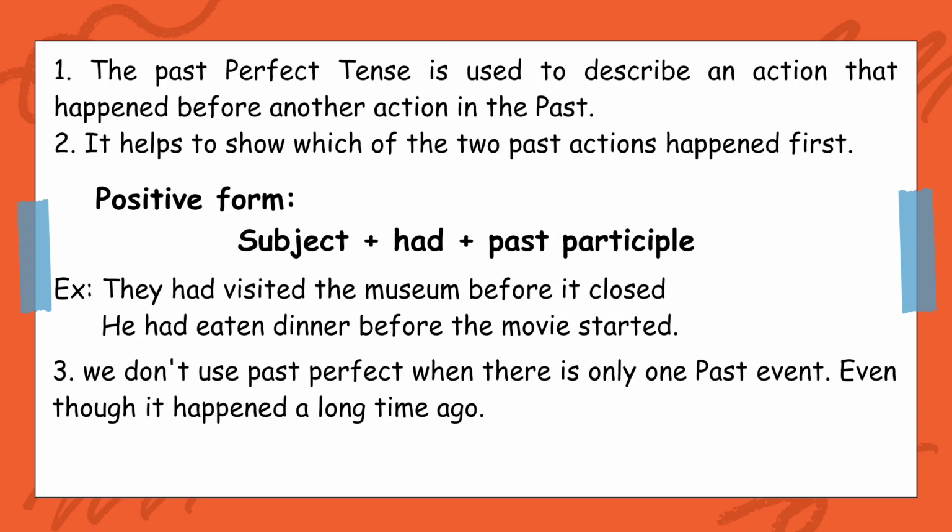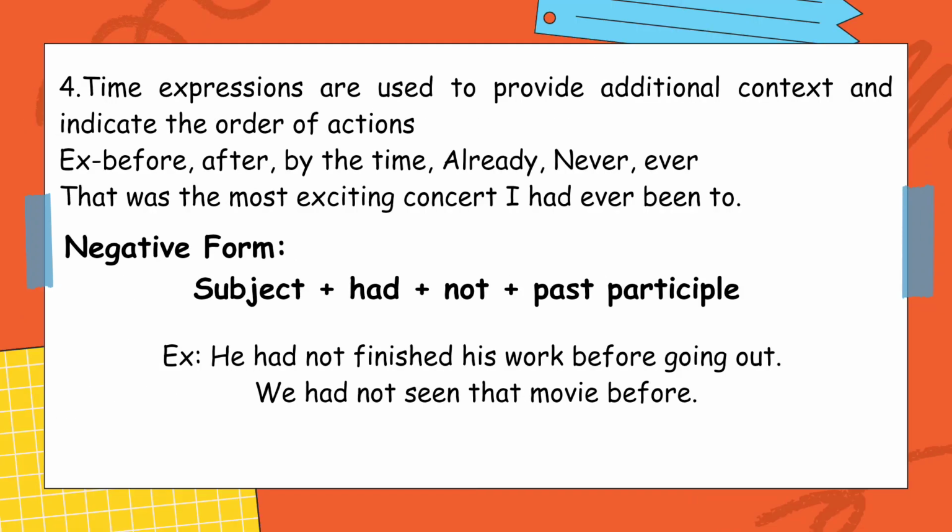We don't use the past perfect when there is only one past event, even though it happened a long time ago. So we use the past perfect when there are two past actions. Time expressions are used to provide additional context and indicate the order of actions. Examples: before, after, by the time, already, never, ever, etc. Example, that was the most exciting concert I had ever been to.